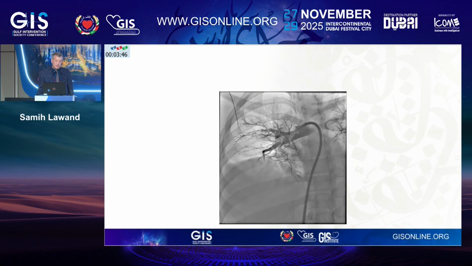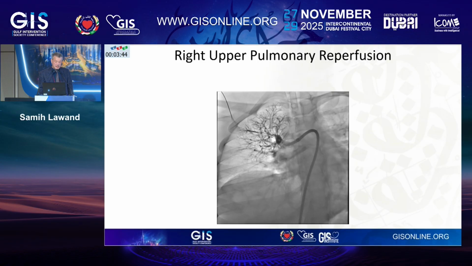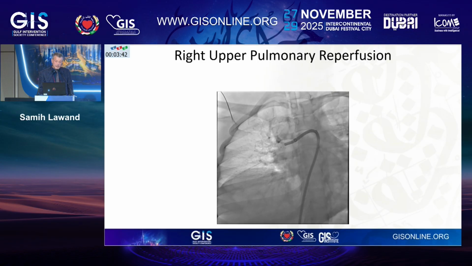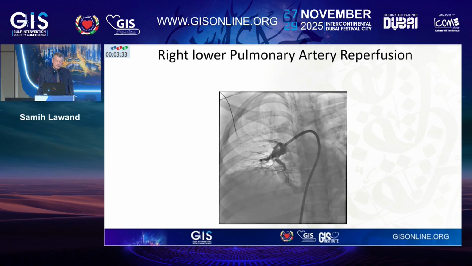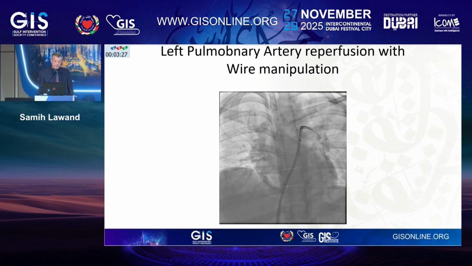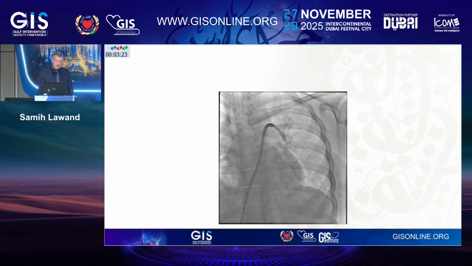Marginal improvement initially. Of course, the patient is extremely unwell. And this right upper lung reperfused. Now the right lower lung, and it reperfused to a degree. Then the left pulmonary, similar.